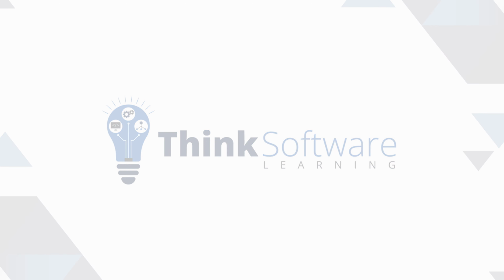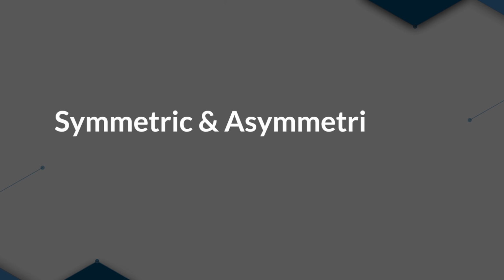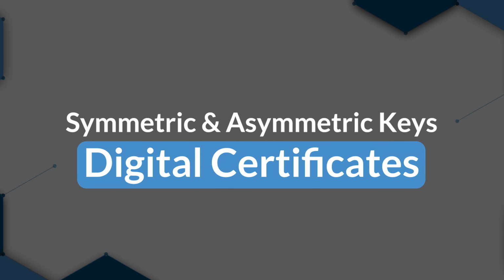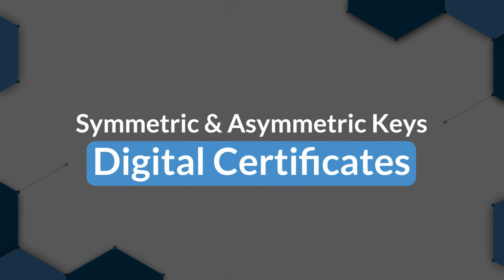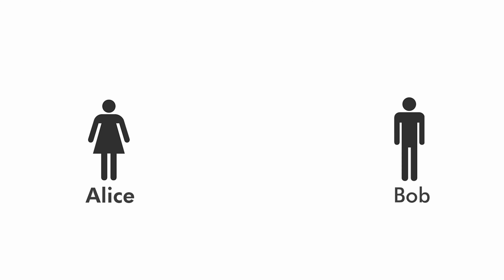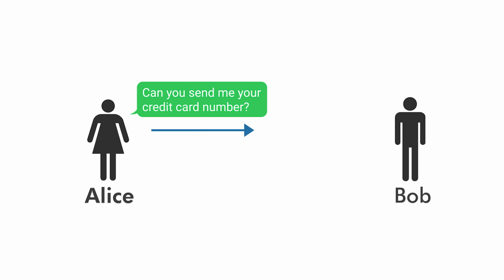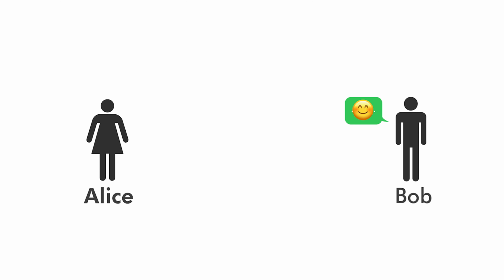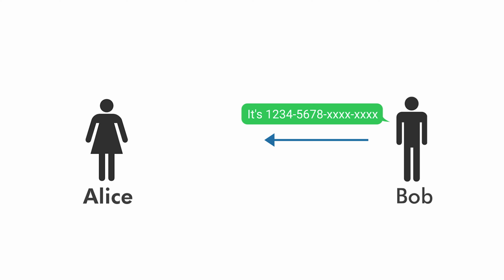In today's video, we are going to discuss symmetric and asymmetric keys and digital certificates, which are the foundation of distributed systems security. So suppose we have Alice and Bob. Alice is the wife, Bob is the husband. Alice sends a message to Bob, "Can you send me your credit card number?" And Bob, being an obedient husband, will tell her the credit card number.